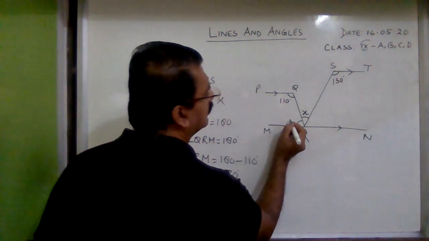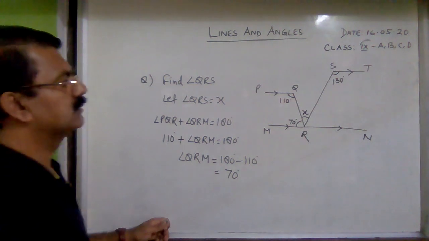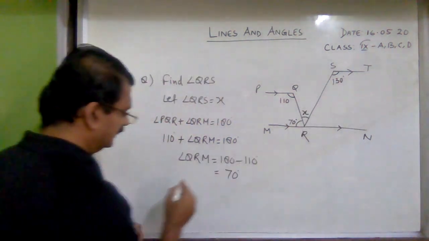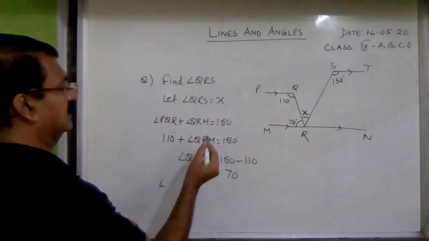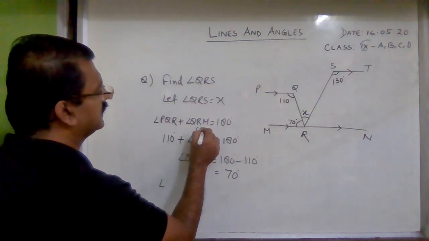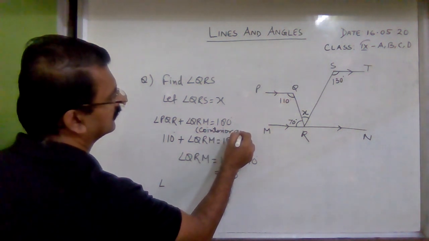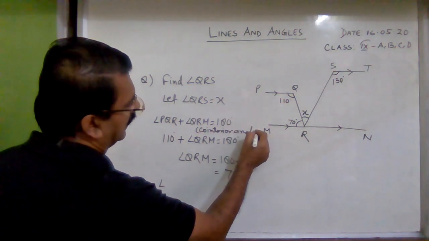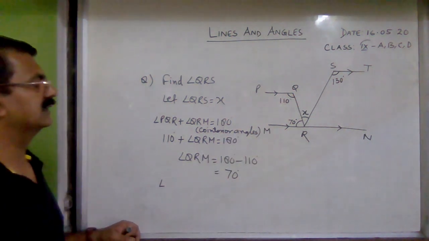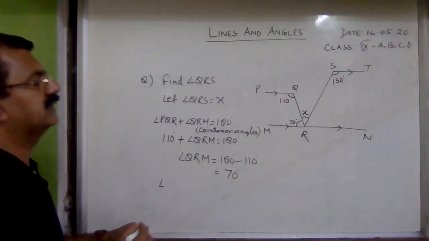So now we can write it over here. This angle is 70 degrees. Now you see angle TSR. Here I should write the reason also: co-interior angles. In your exams also you have to write the reason. Co-interior angles.